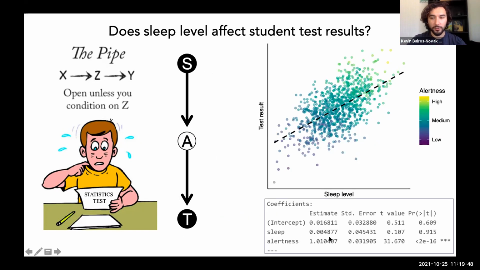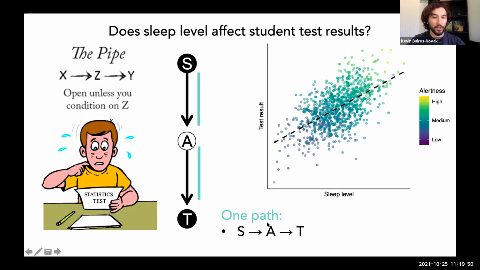So the first thing that we do is look at it and it's just one path. It's from sleep affecting alertness and then affecting test results. And there might be confounds in there, but we're not too worried about them just yet. So we've got this path like this, and this is called the pipe. The pipe works a lot like a fork. It goes through some middle variable, and that middle variable mediates the last one. So it's basically another way of saying this is a mediating effect of alertness.